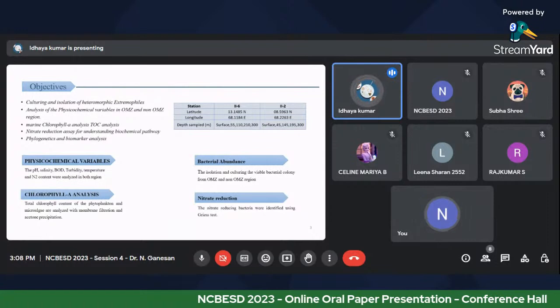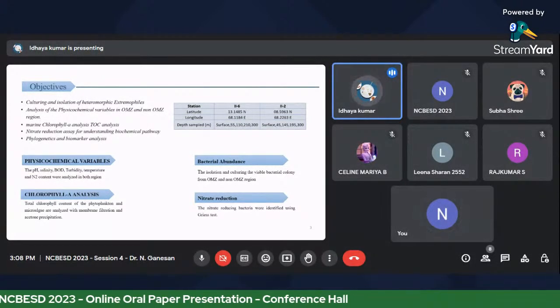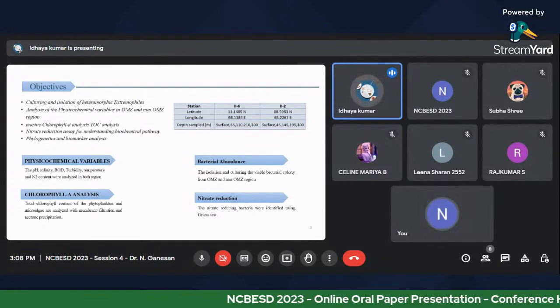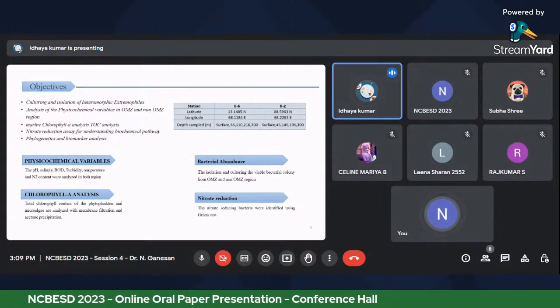This table shows where we collected two samples in OMZ and non-OMZ regions at different depths, like 55 meters, 110 meters, 210 meters and 300 meters. And we analyzed the chlorophyll, the bacterial abundance, and how much they are reducing the nitrate.